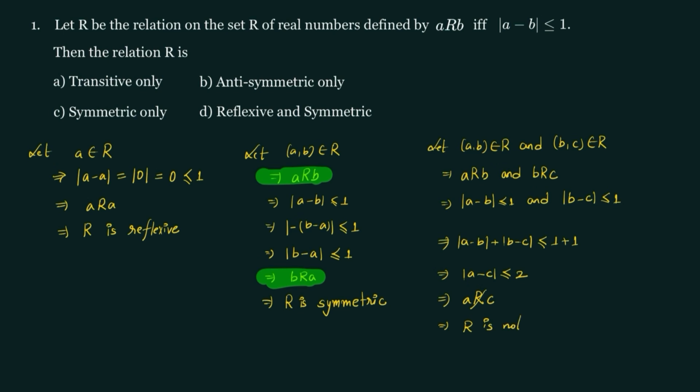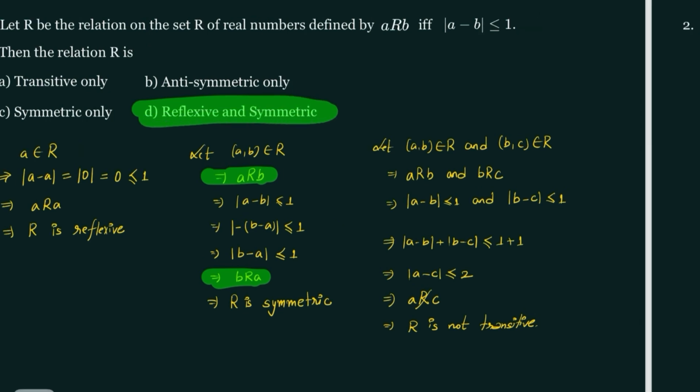R is not transitive. So yeah, this is not an equivalence relation. This relation is only reflexive and symmetric. So my correct option would be option number D, that is reflexive and symmetric. Let's move to question number 2.